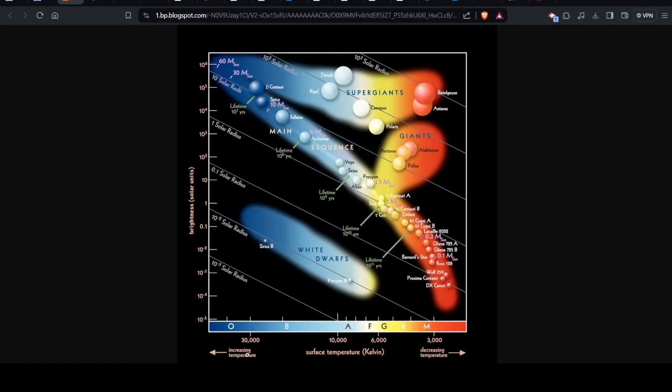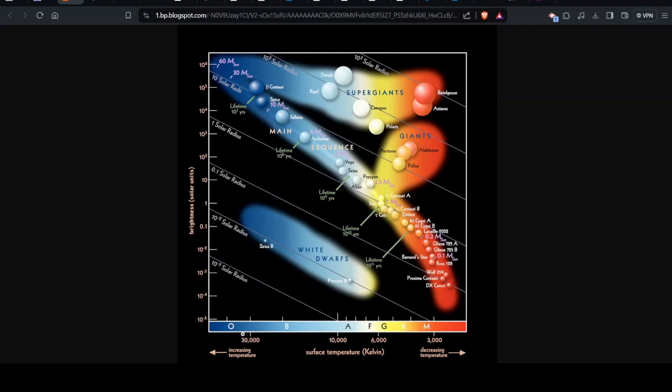So on the bottom here we've got our surface temperature, and one thing to notice about the HR diagram is that the temperature decreases to the right. Normally when we make a graph, our horizontal axis increases to the right. On the HR diagram, it's actually going to decrease to the right. So all the way over on the right, we have all this red portion here. You've got your M class stars. Everything over on the right is a cool star, and as you go over to the left, where it's blue, those are hot stars.